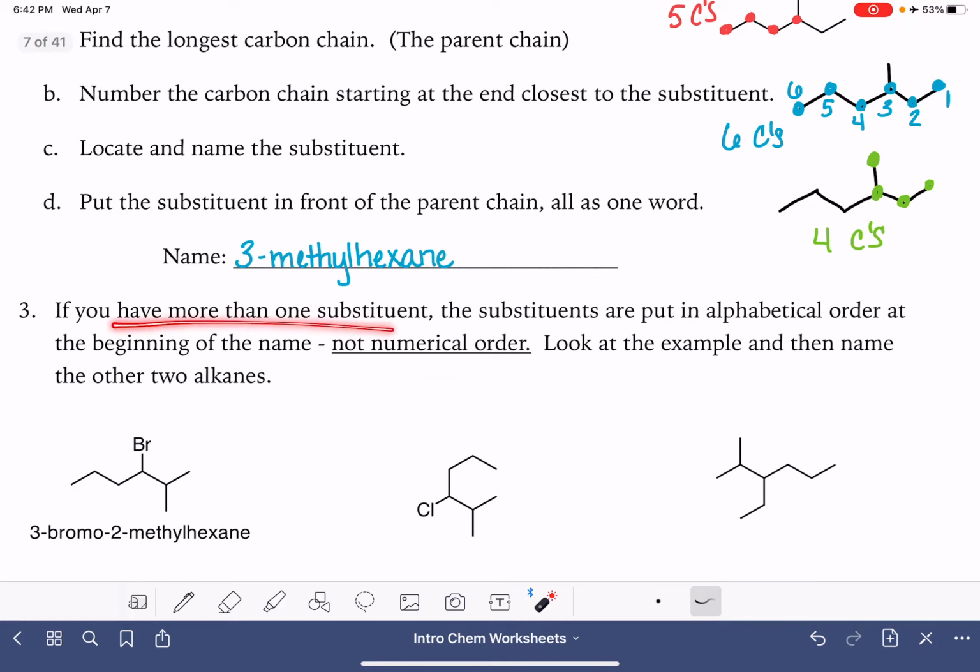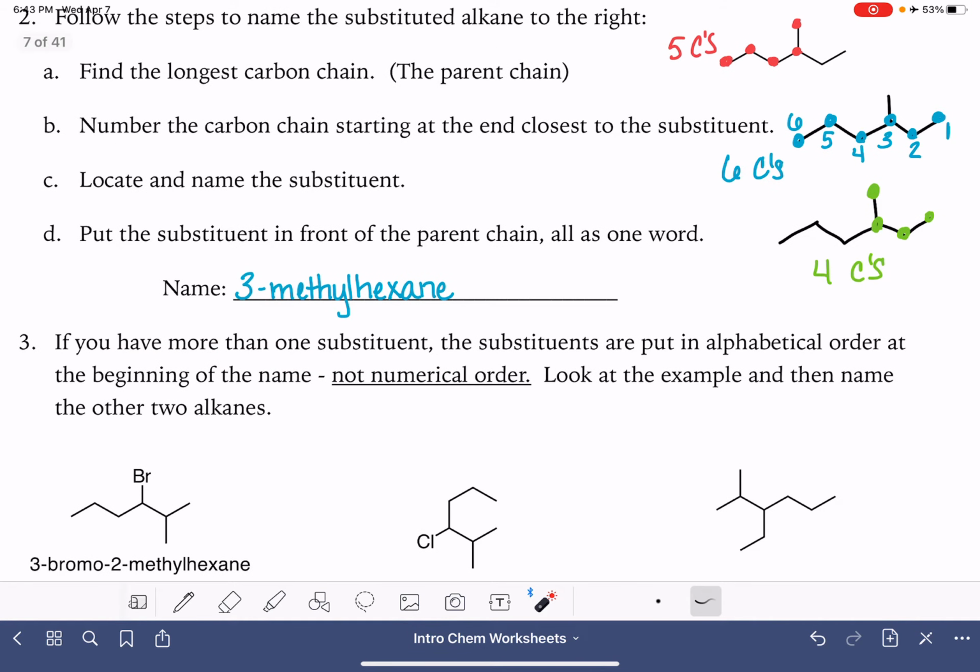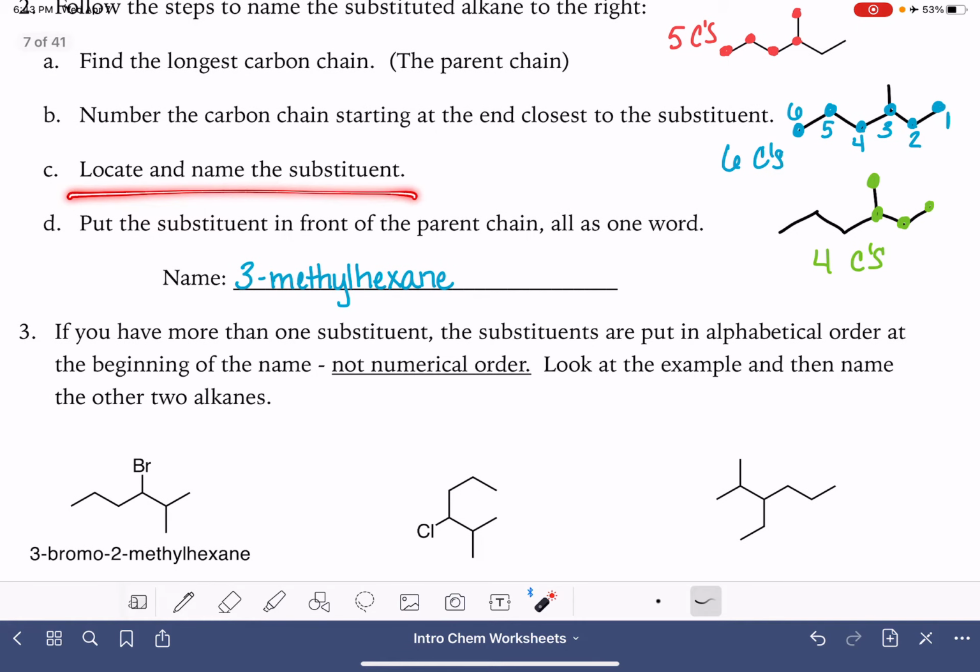What about if we have more than one substituent or more than one branch in a molecule? In that case, we're still going to follow these same general rules: find the longest carbon chain and number it, starting at the end closest to the very first branch. Locate and name the branches, etc.